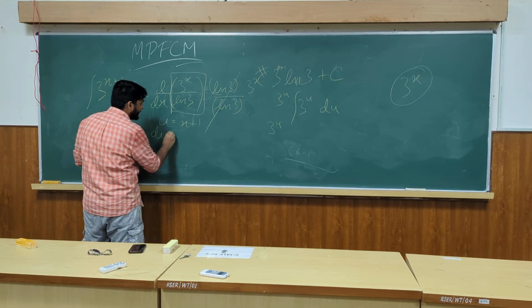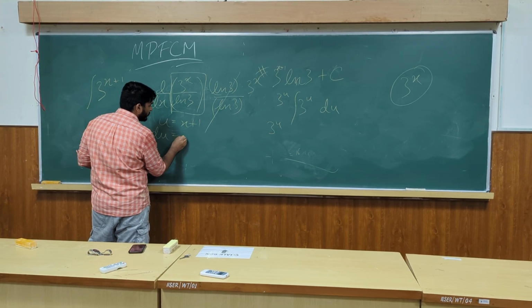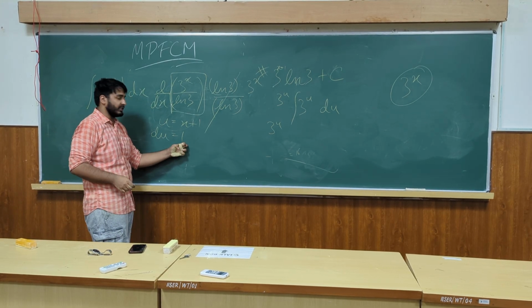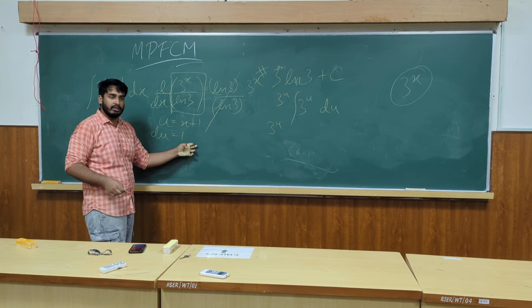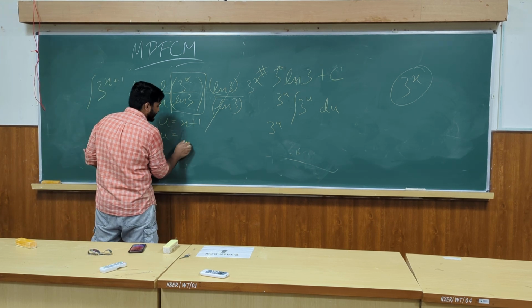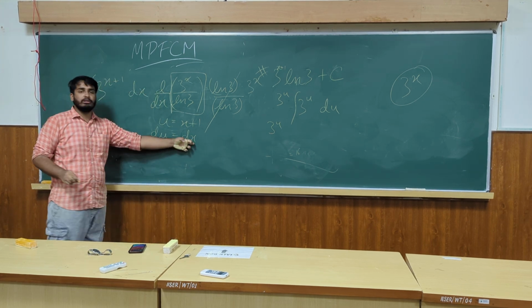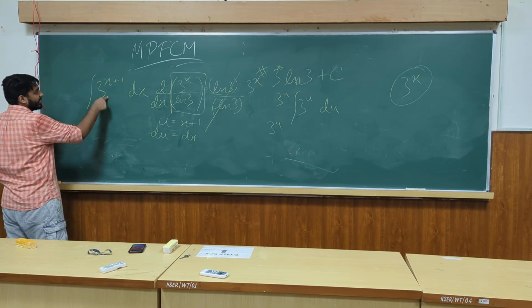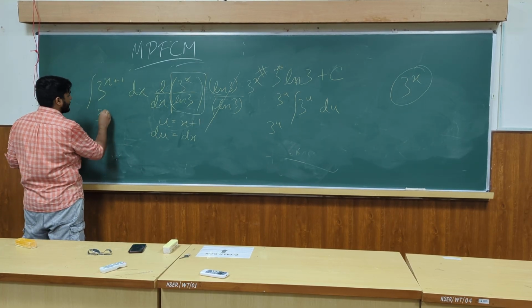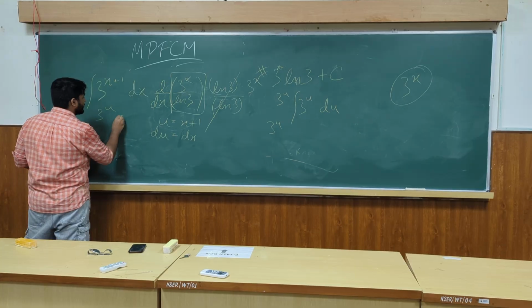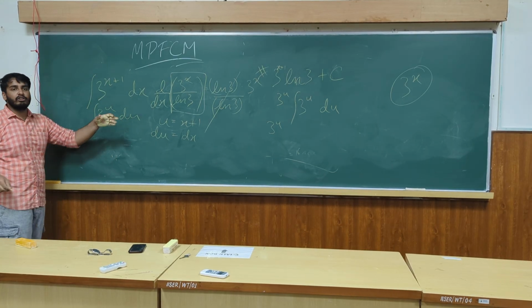So I get du over dx is simply equal to 1, because the differentiation of x is 1 and 1 is 0. And I send the dx to the other side. So I guess du is equal to dx. I substitute that here. So 3 raised to x plus 1 is u and dx is du. So I have the original form.